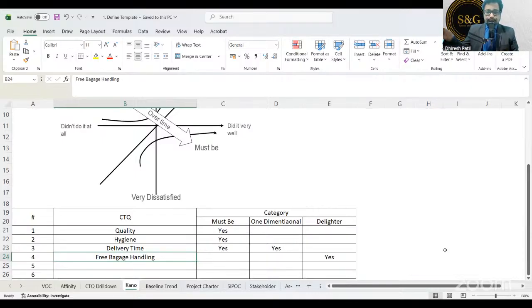Now, people have difficulty with one-dimensional, so I will explain. Okay, I'll give multiple examples so that you can easily understand. Now coming back, must-be is what is expected to be there. Delighter is not expected.